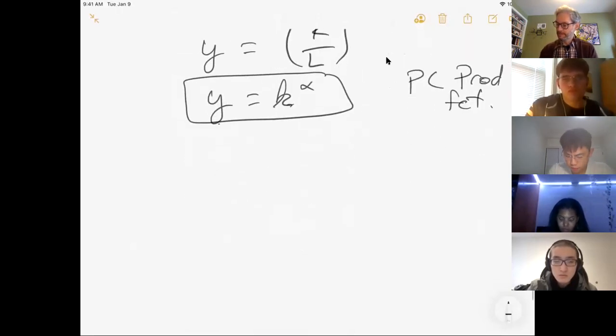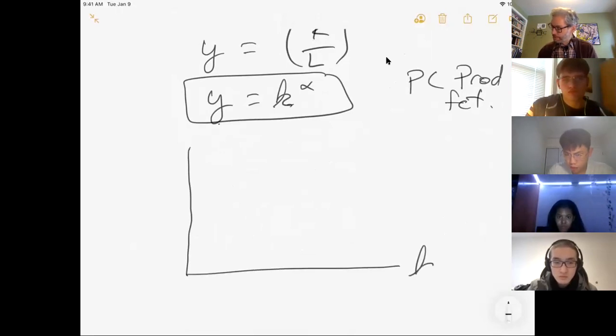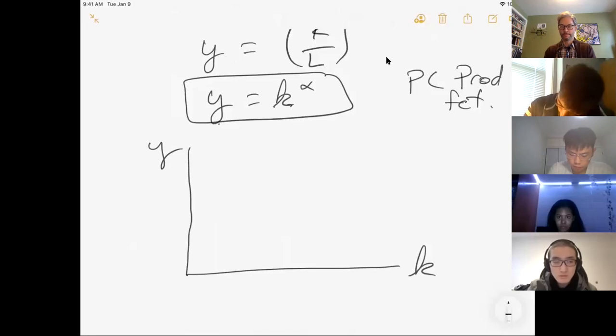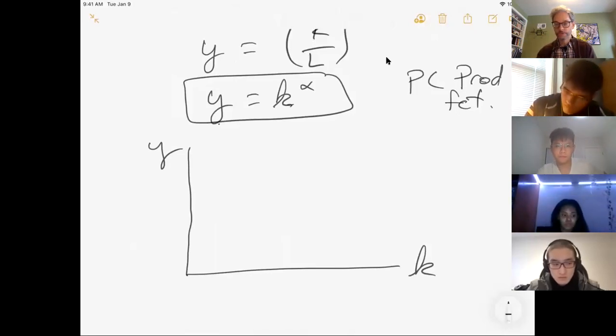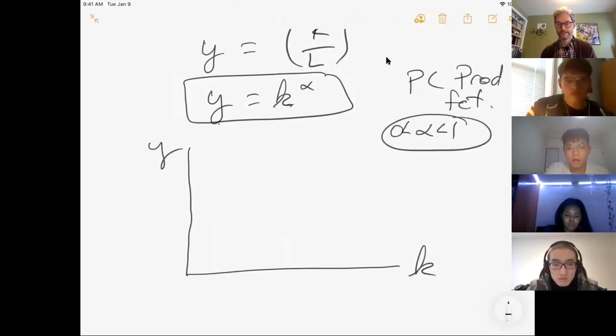Let's think about what this looks like. What's true about the relationship between per capita output and per capita capital? Remember here, what's true about alpha? Alpha is between 0 and 1, right? So what's this function going to look like?